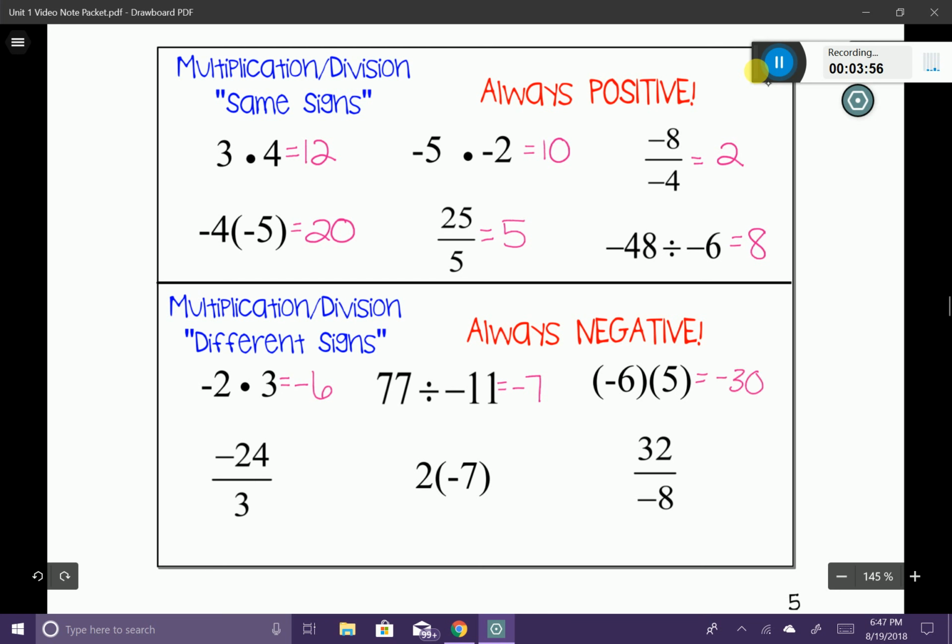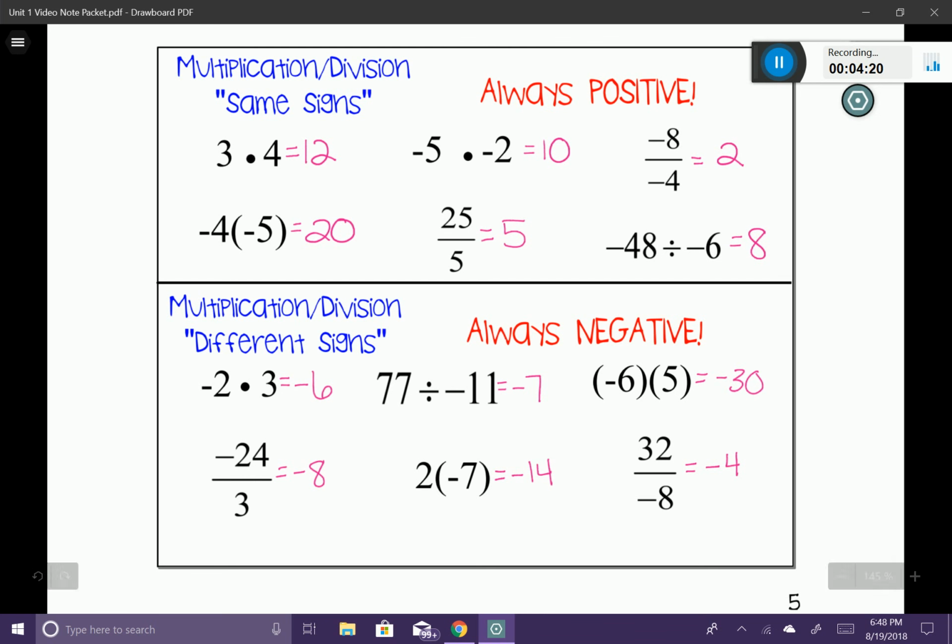Negative 24 divided by 3. I have a negative divided by a positive. That's going to give me negative 8. 2, which is a positive number, times negative 7, that's going to give us a negative 14. And then 32 divided by negative 8, so I have a positive divided by a negative, that's going to give us a negative answer of negative 4.